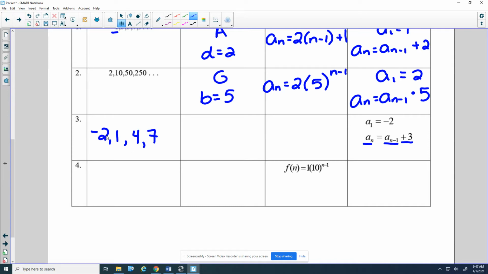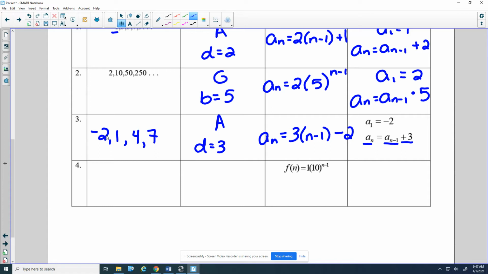Okay, looking at this pattern, we should be able to see from our recursive definition as well that this is arithmetic with a common difference of 3. So to write my explicit formula, a sub n equals, we have the common difference times n minus 1 plus a sub 1, which ends up being negative 2.